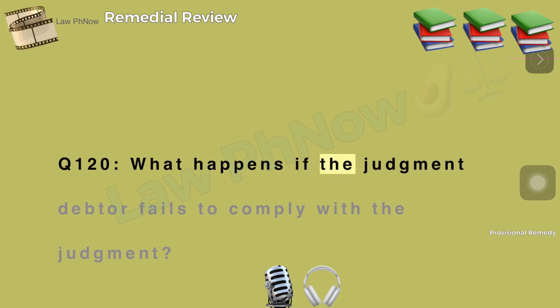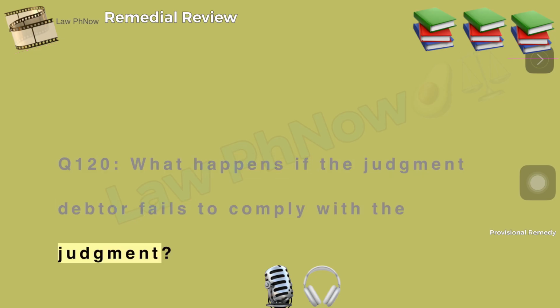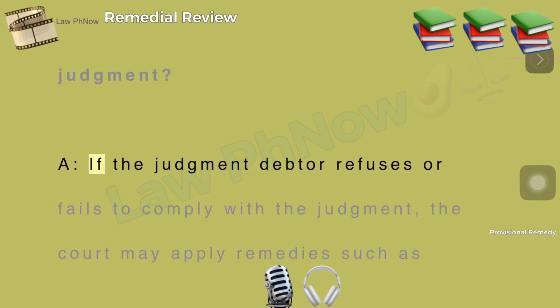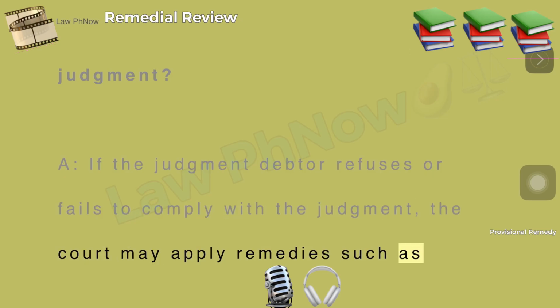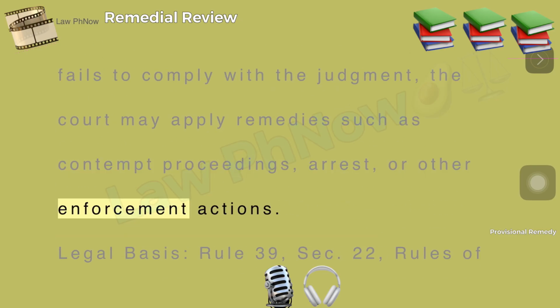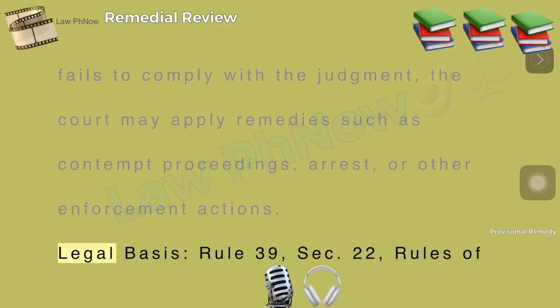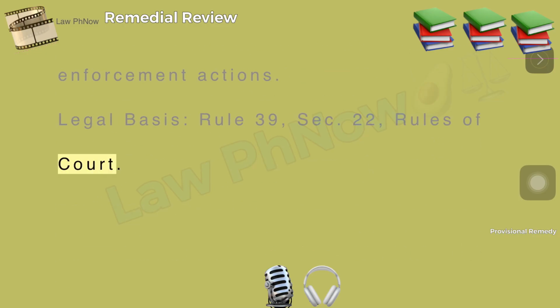Q120. What happens if the judgment debtor fails to comply with the judgment? A. If the judgment debtor refuses or fails to comply with the judgment, the court may apply remedies such as contempt proceedings, arrest, or other enforcement actions. Legal basis, Rule 39, Section 22, Rules of Court.